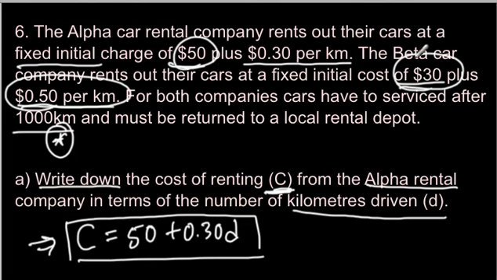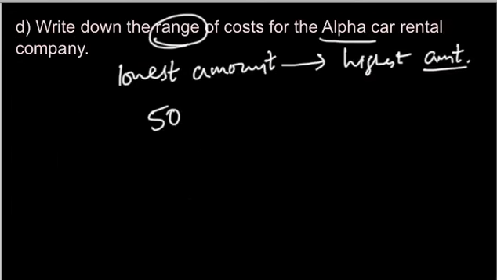Okay? Now for the highest amount, if you observe, the last statement was for both companies, cars have to be serviced after 1,000 kilometers. So that means you stop driving after 1,000 kilometers. So we have to figure out how much do I have to pay once I've driven 1,000 kilometers, right? So here's our cost. So let's figure out what that is. So let's just go back to D. So I know that the max, like so this is $50. The max amount I can drive is 1,000 kilometers, right?